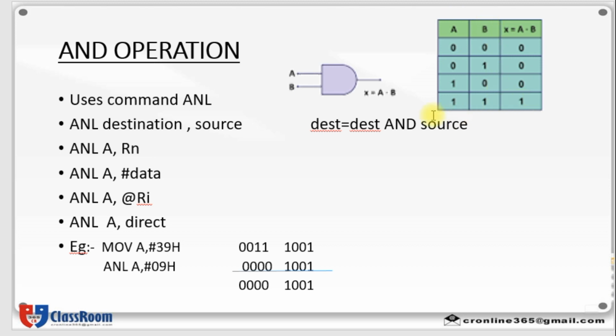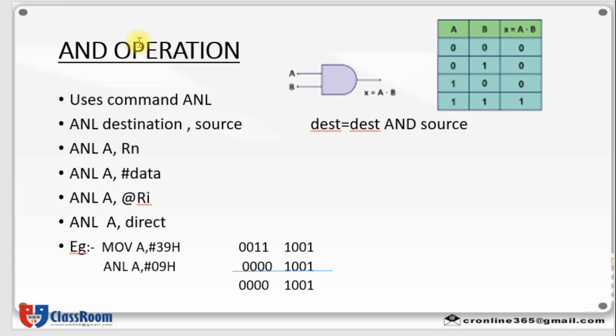Output is 1 when all the inputs are 1. All other outputs are taken as 0. For an AND operation, output is 1 only when all the inputs are 1. If there is a 0 in any of the inputs, output will also be equal to 0. Then AND operation uses command ANL. Syntax is ANL destination comma source. That means destination is equal to destination AND source.